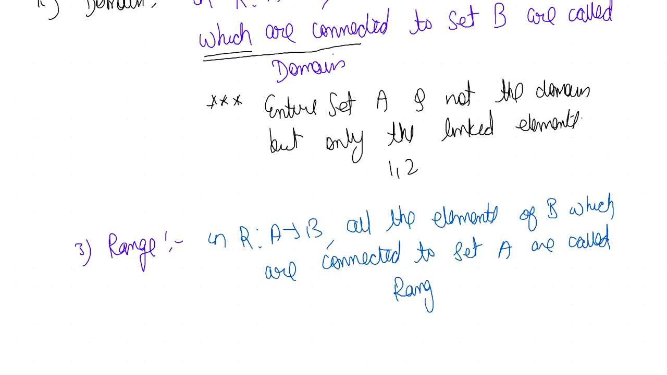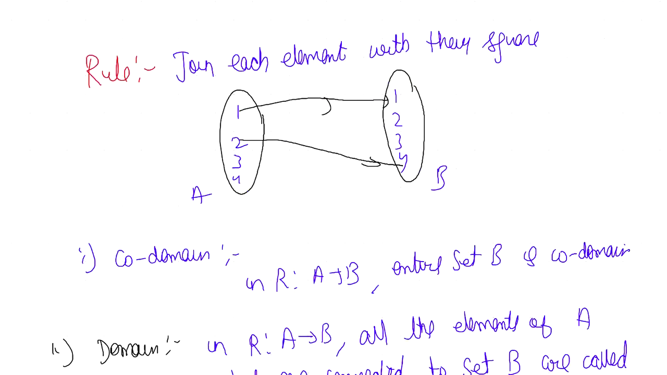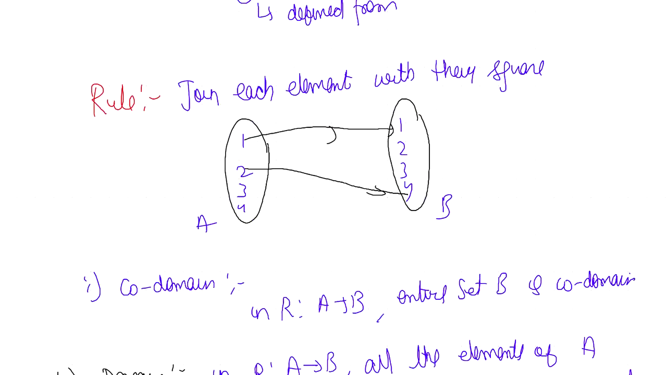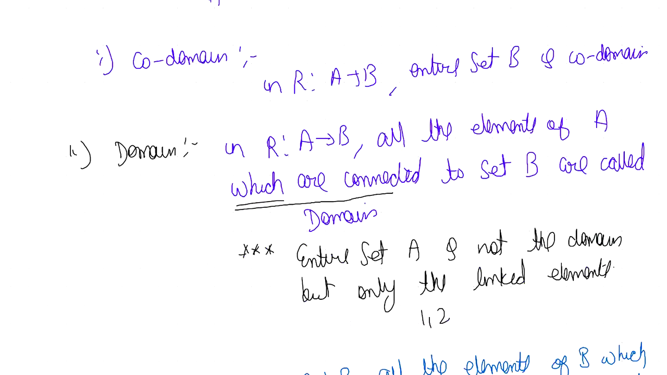ठीक है. जैसे कि इसमें अगर हम एग्जाम्पल ले लें तो 1 और 4 होगा. ठीक है. तो उम्मीद है आपको भी हल्का फुल्का समझ में आ गया होगा कि कोडोमेन क्या होता है, डोमेन क्या होता है, रेंज क्या होता है. We are using a rule. The rule is that we are joining each element with a square. So this is primarily, you can understand, you can have a feel ki what actually codomain, domain and range are.